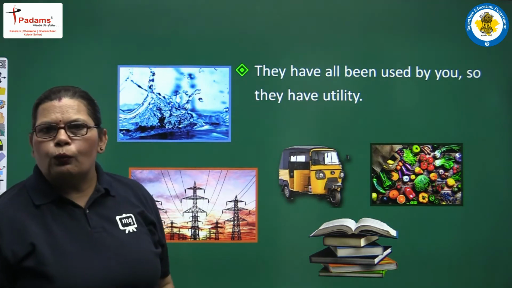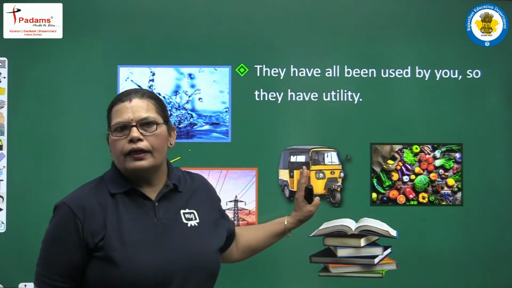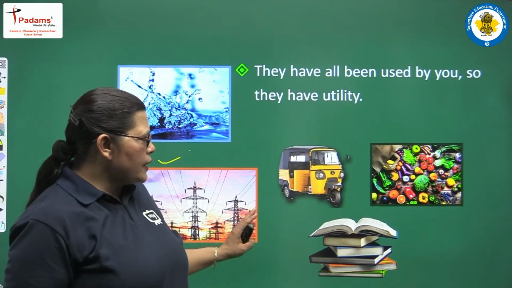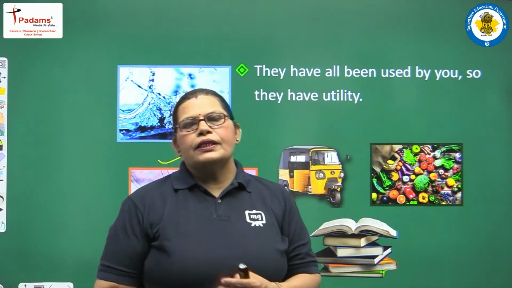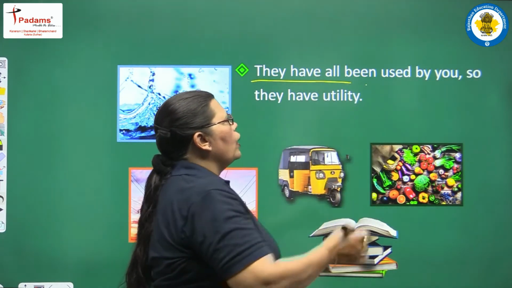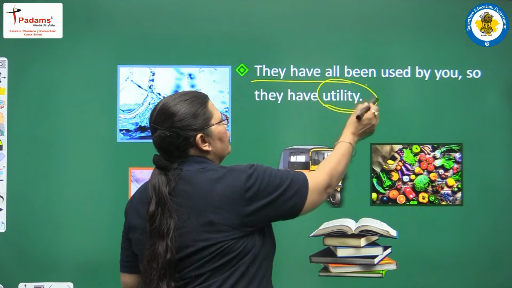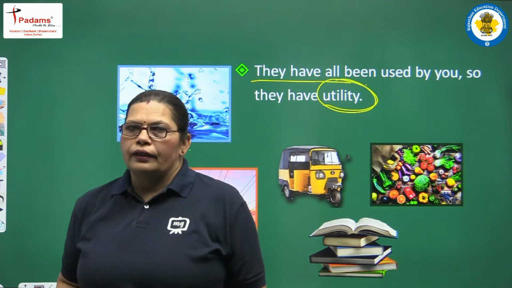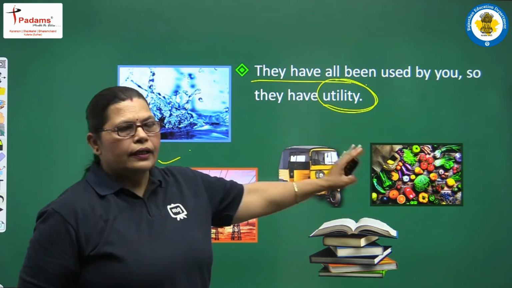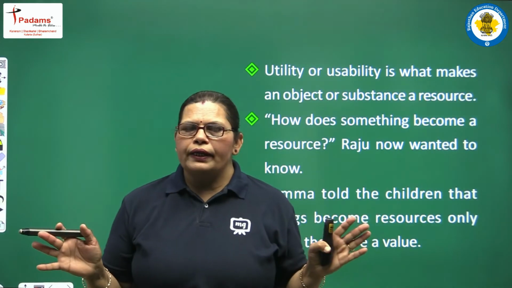This one is the picture of water, this one is the picture of electricity, here is a picture of a rickshaw, books, textbooks, etc., and lots of vegetable pictures are there. And see, they have all been used by you, so they have important utility. And if you have utility of all these things, then these are resources. Concept clear to everybody here?